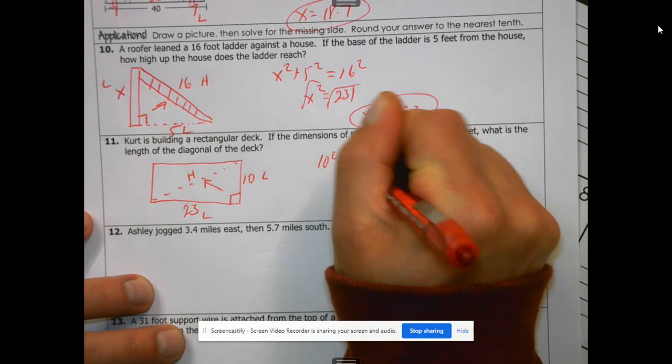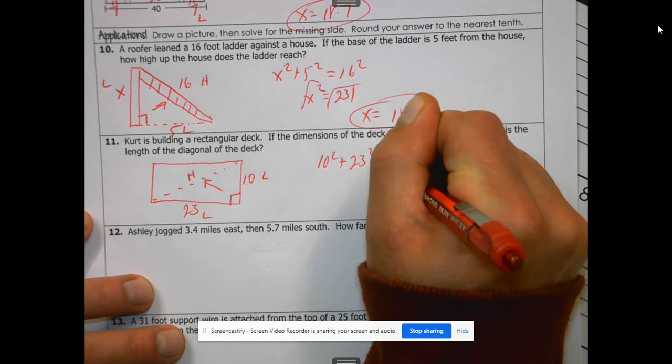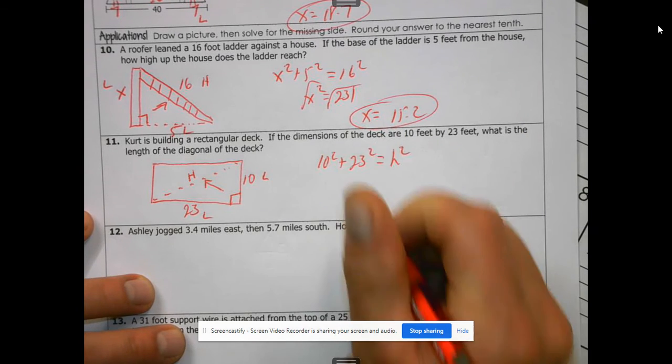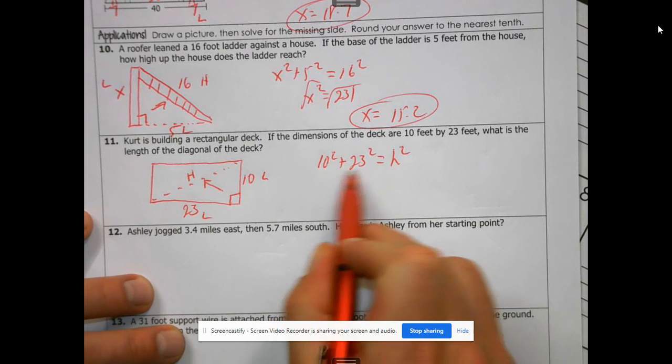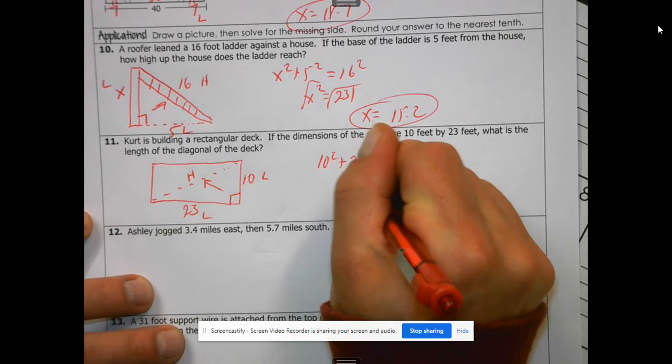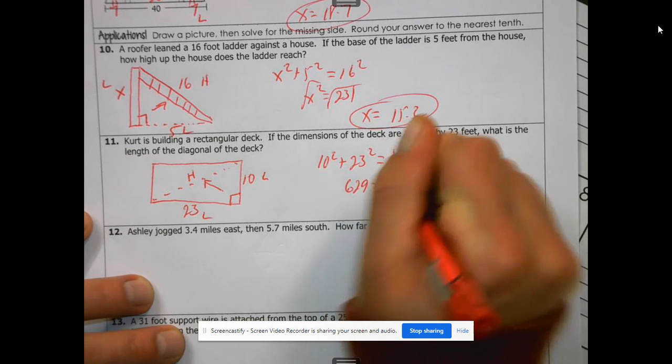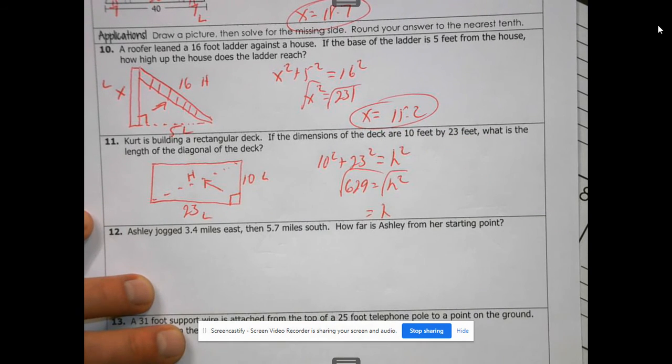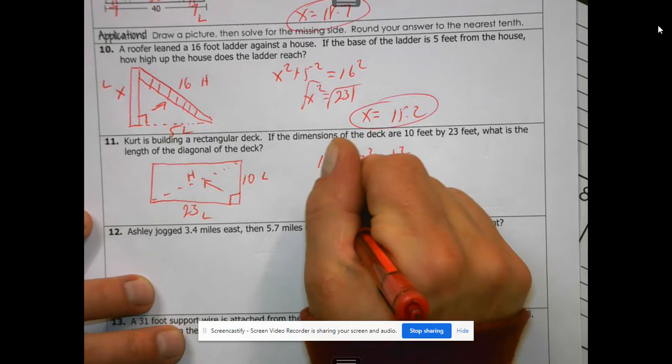10 squared plus 23 squared is H squared. In the calc, I type this in right here. That comes out to be 629. Square root. The diagonal comes out to be 25.1.